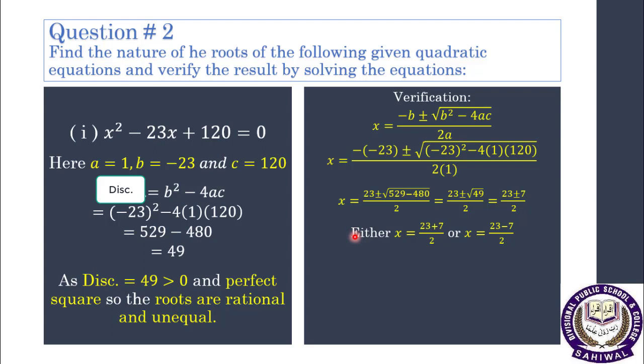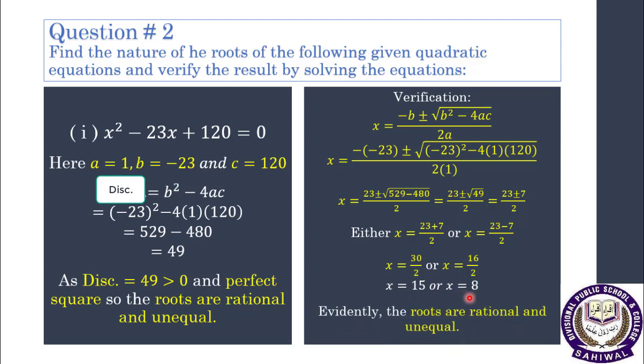Simplifying it for the value of x, either x is equal to 23 plus 7 over 2 or x is equal to 23 minus 7 over 2. On solving, we get x is equal to 15 or x is equal to 8. Evidently, we can see that 15 is a rational number, 8 is a rational number, 15 and 8 are unequal, so the roots are rational and unequal.